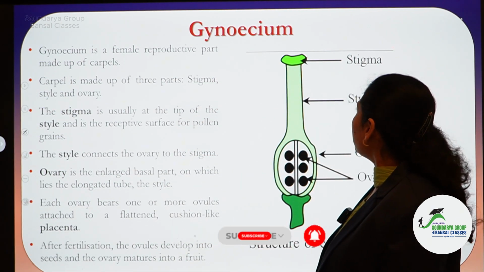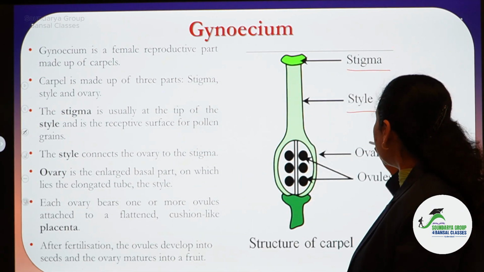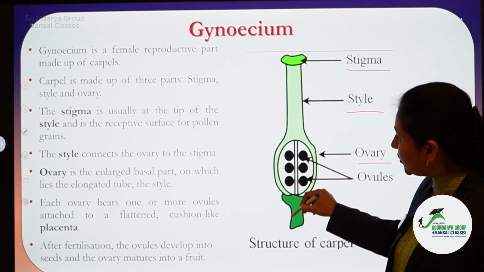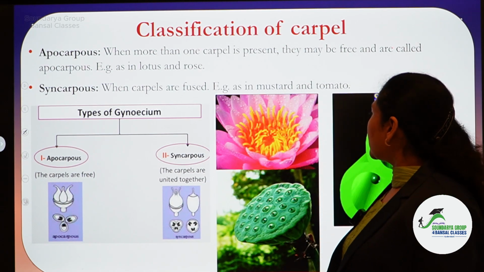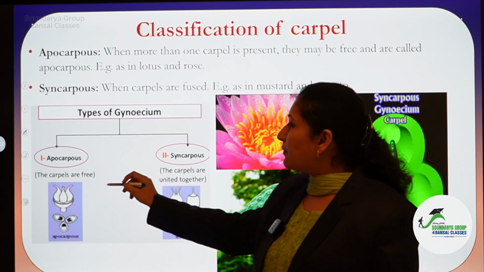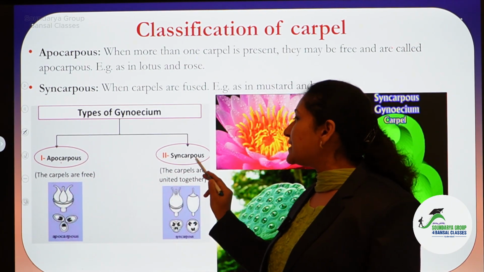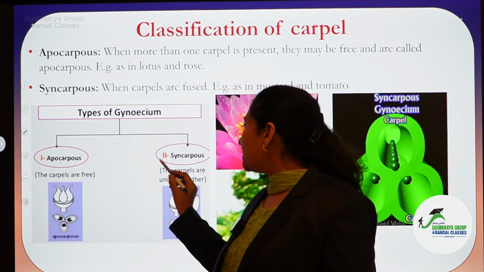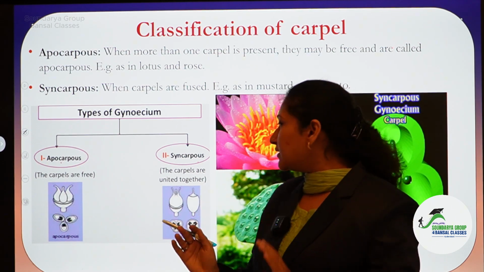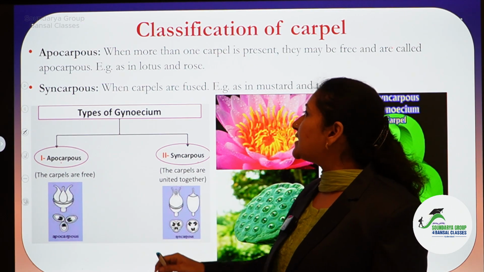Then gynoecium, which is divided into stigma, style and ovary. Inside the ovary you have ovules present. So carpels can be divided into two main types, apocarpous and syncarpous. If you have free carpels, then it is known as apocarpous. If carpels are fused together to make a bunch, then we call it syncarpous.